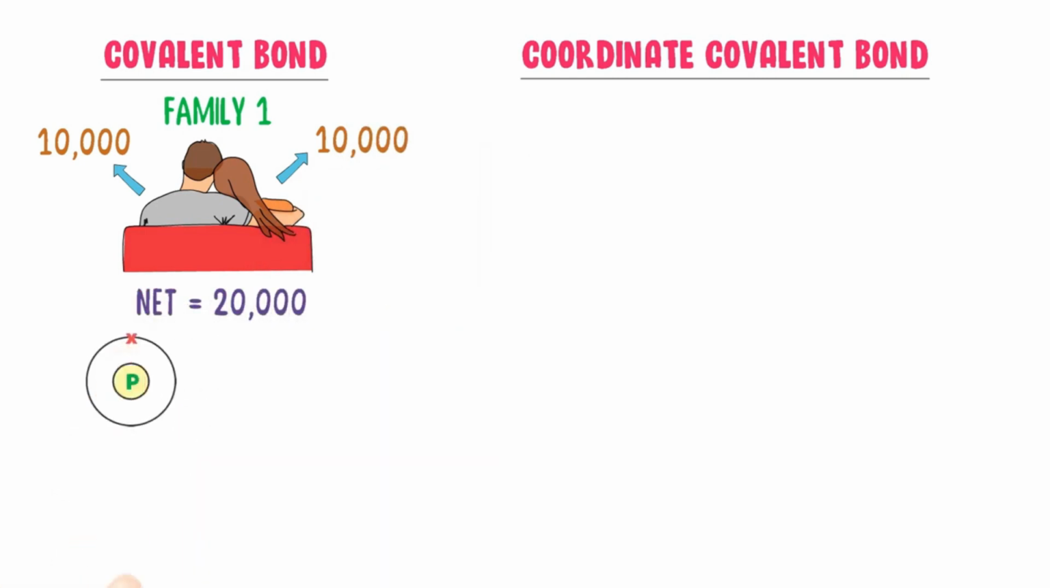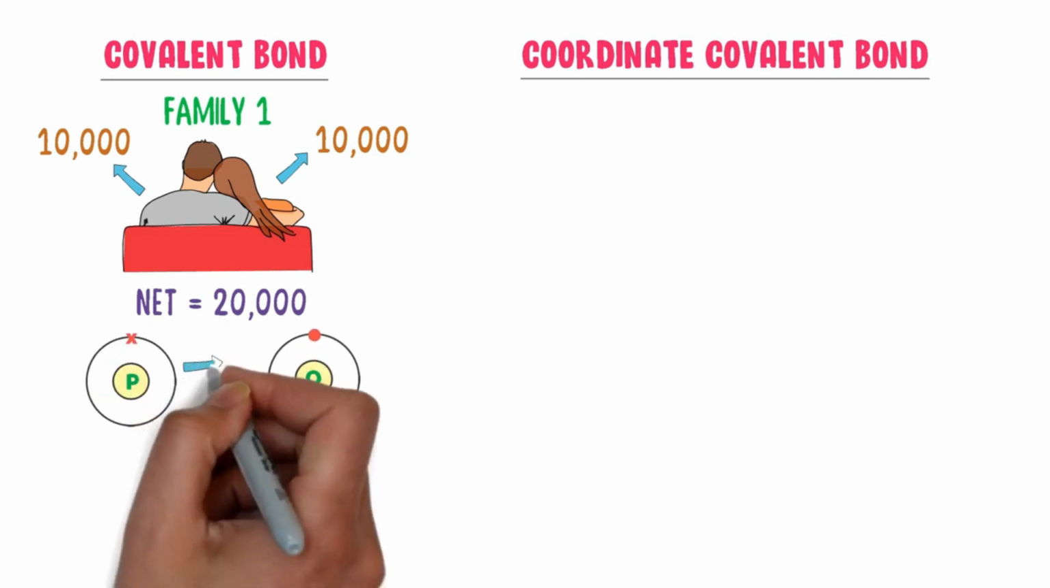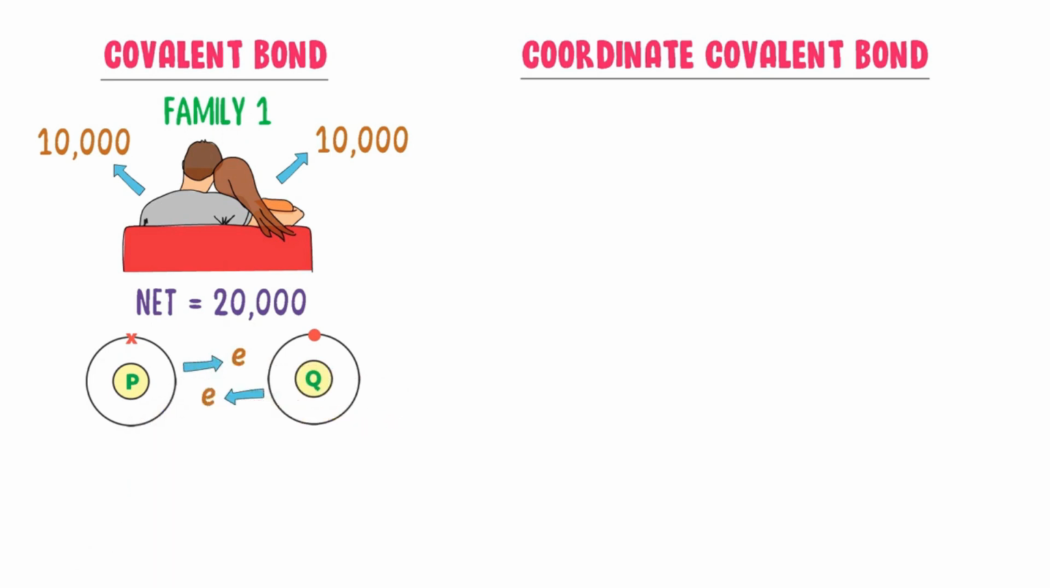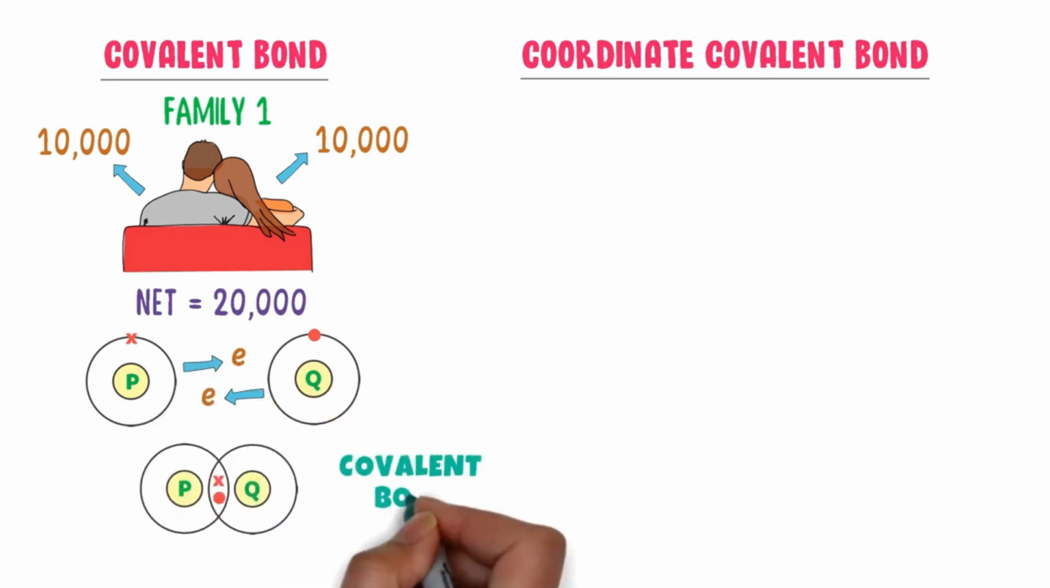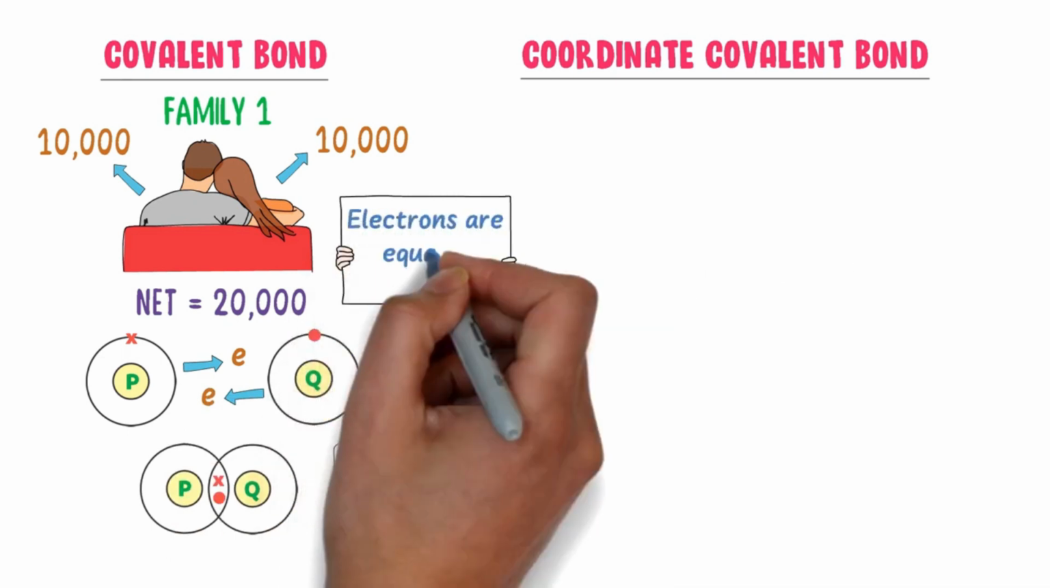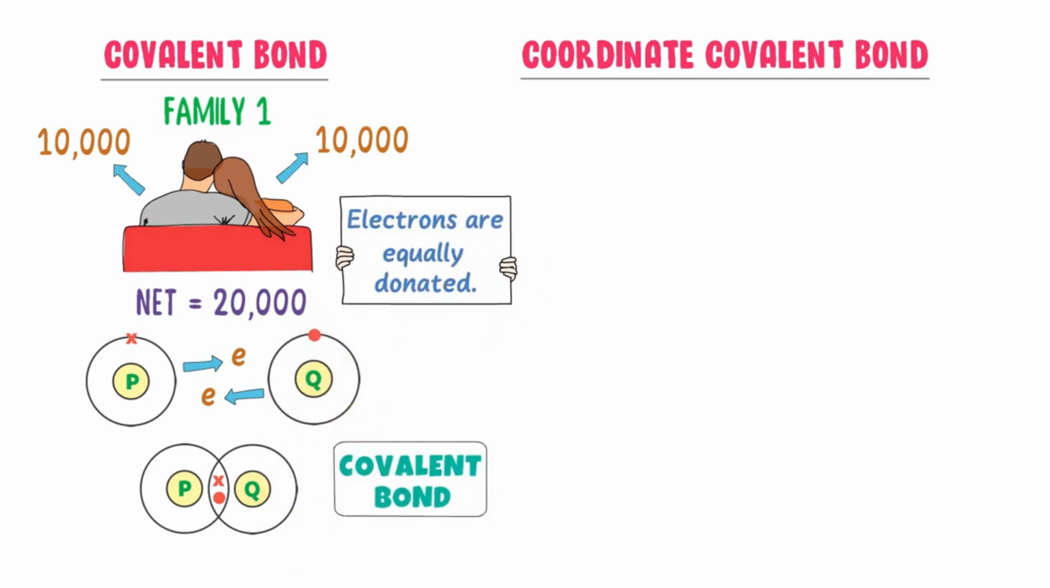Now consider atom P and atom Q. Let atom P donate 1 electron and atom Q also donate 1 electron to form a covalent bond. In covalent bond, electrons are equally donated by both of the atoms. But remember that these shared electrons belong to both of the atoms.